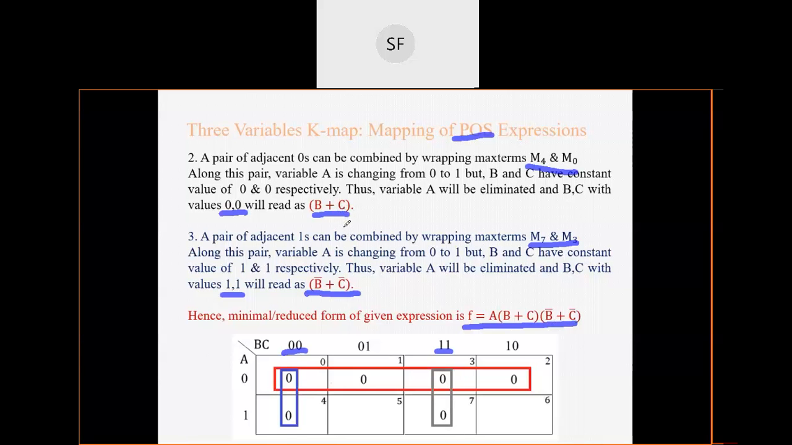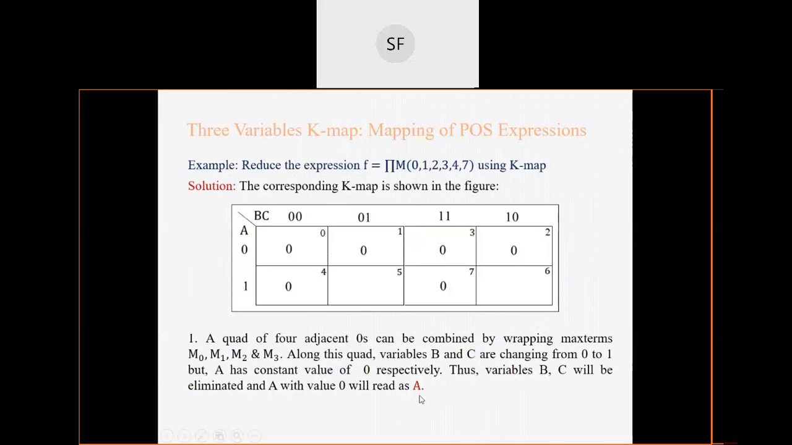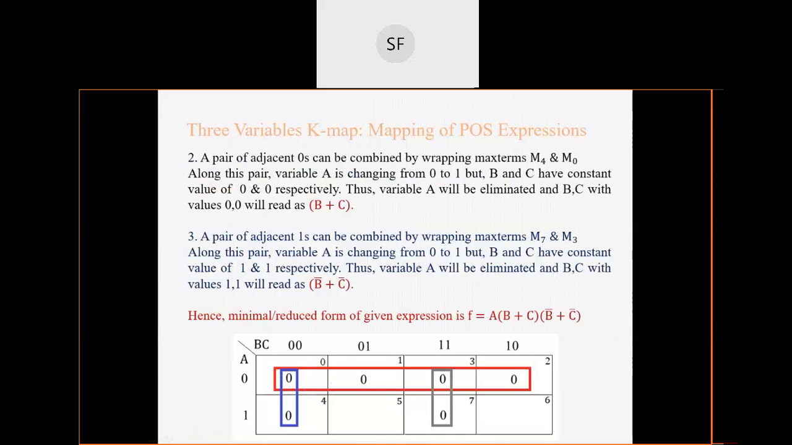This is first, sorry, the first one was A. I'll just go back. So this was your first term A. It is associated with your quad. So by combination of the quad, you have eliminated two variables and you are just left with A. So A is written here, you can observe. Then second, B plus C. So A multiplied by B plus C, and again B bar plus C bar. Okay, so this is regarding the POS expression for the three variable K-map.